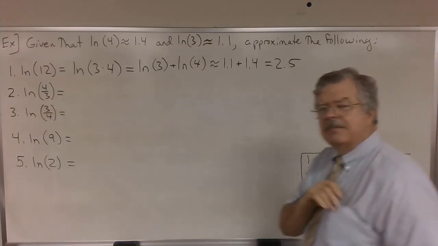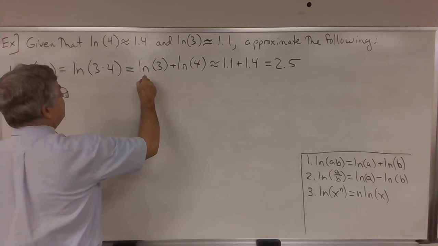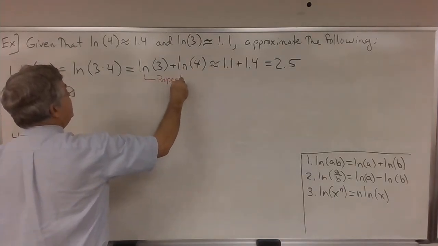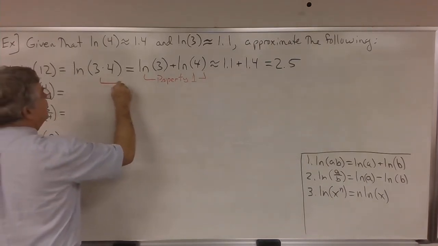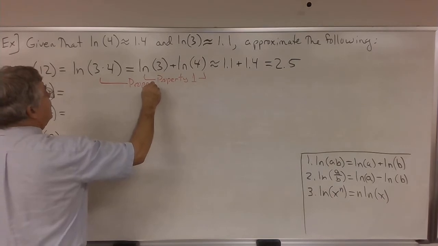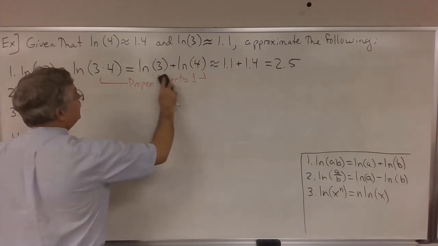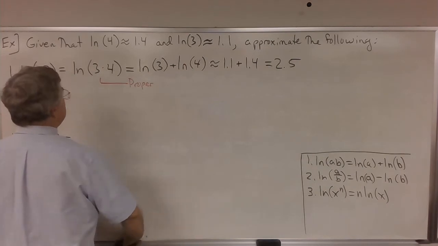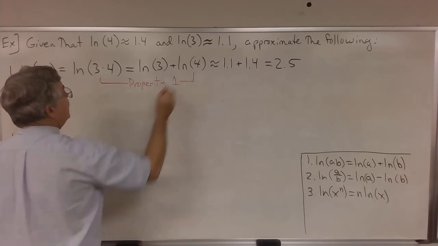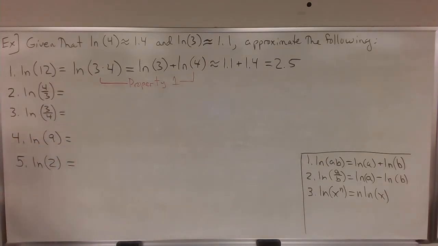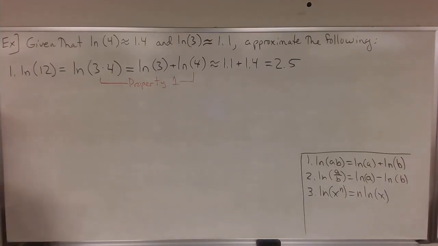Oh, by the way, let me document this. Property 1. Just in case you're wondering where this came from, property 1. Okay. So I guess I'm going to have to move all of these guys down a little bit if I'm going to document my work like this. Next, 2, natural logarithm of 4/3.